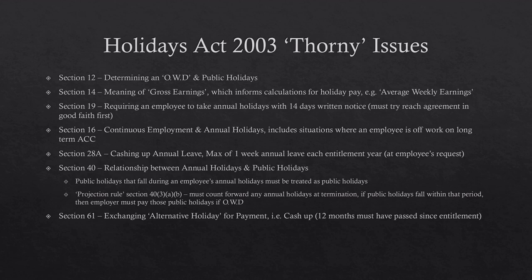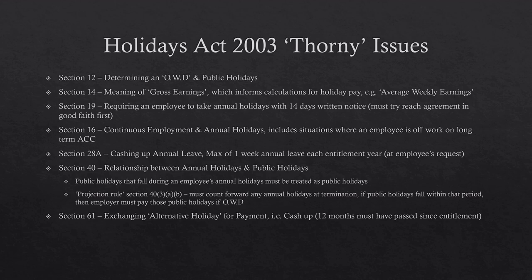Cashing up annual leave. There's a rule in the Holidays Act that you can only cash up a maximum of 1 week annual leave entitlement per year, and that has to be at the employee's request. The employer has no unilateral right to cash up an employee's leave. It's by request and agreement, essentially.